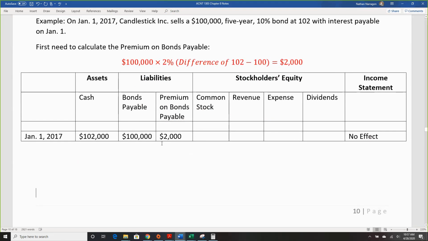So, all we're doing is the same issuing. The only thing is be careful if it's a premium or a discount. Discounts will show up as a negative. Premiums will show up as a positive. Okay?